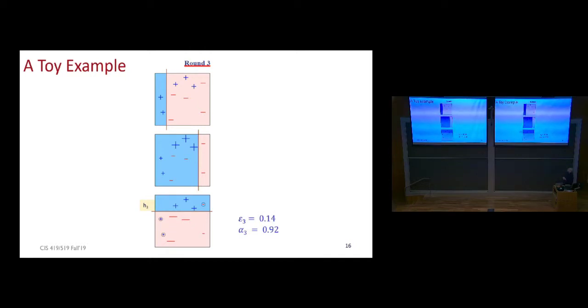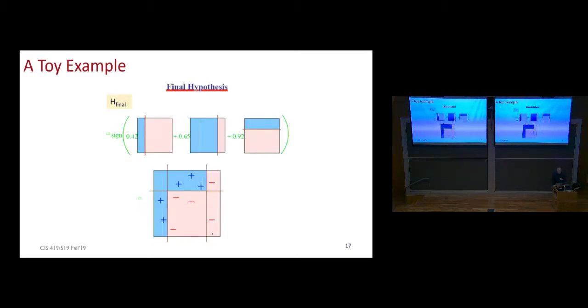H3 is this horizontal line that says plus above it. Again, I have 3 mistakes, 1 negative in this case and 2 positives. And again, epsilon 3, even though it's 3 mistakes, is even smaller, it's 0.14. And if you compute it, alpha 3 is going to be 0.92. And that's going to be enough. So my final hypothesis is going to be the linear sum of these 3 hypotheses, 0.42 times the first one, 0.65 the second, 0.92 the third, and it's going to look like this.